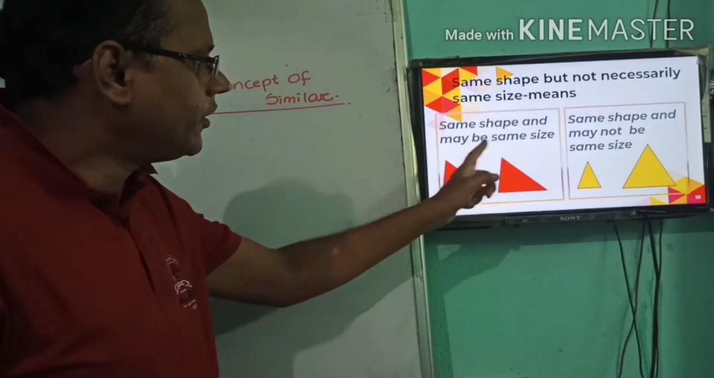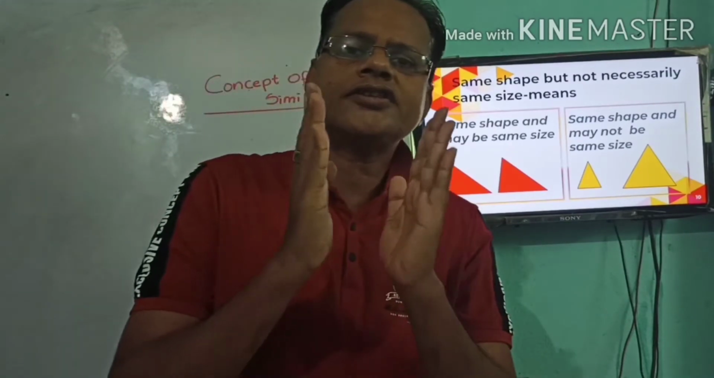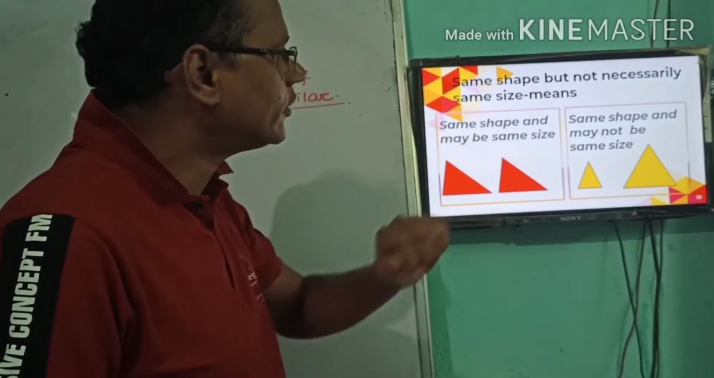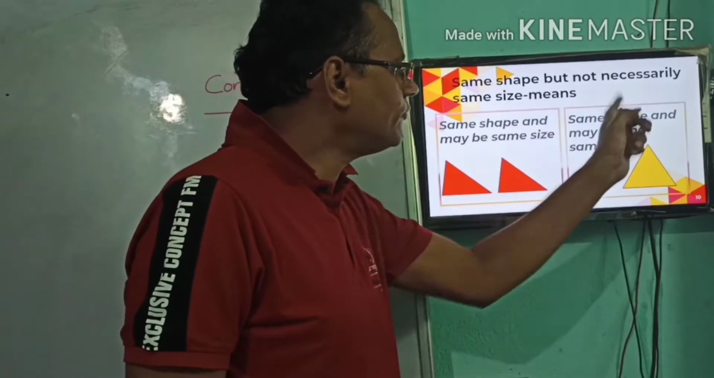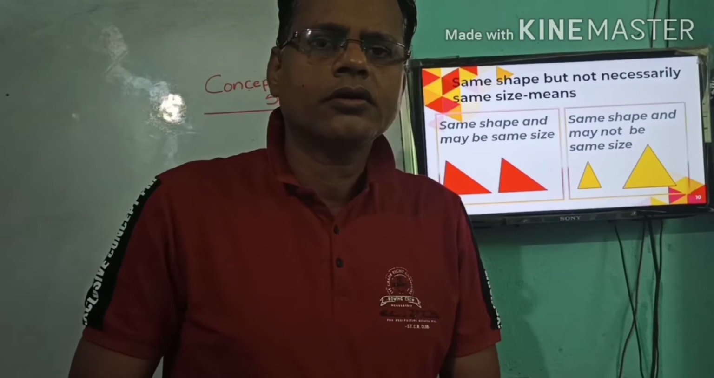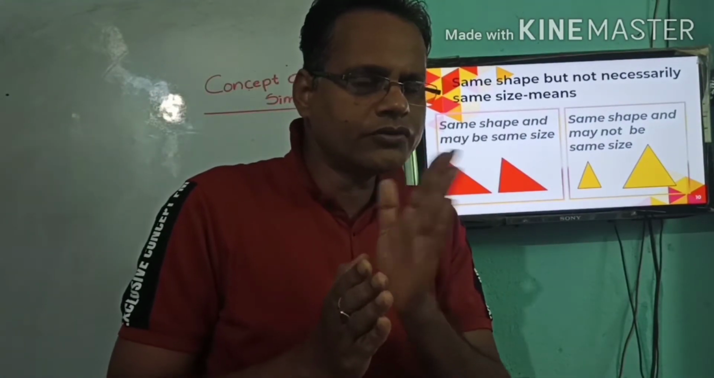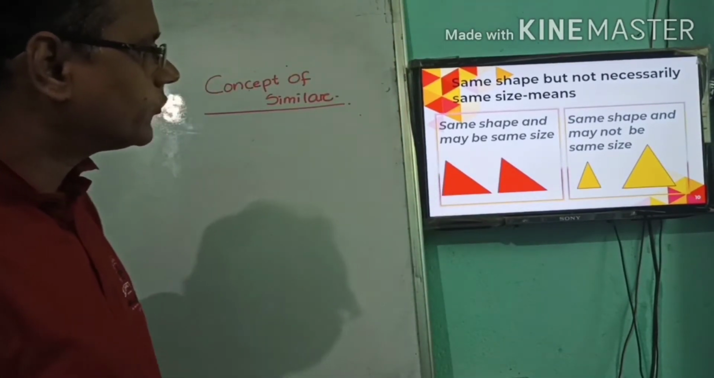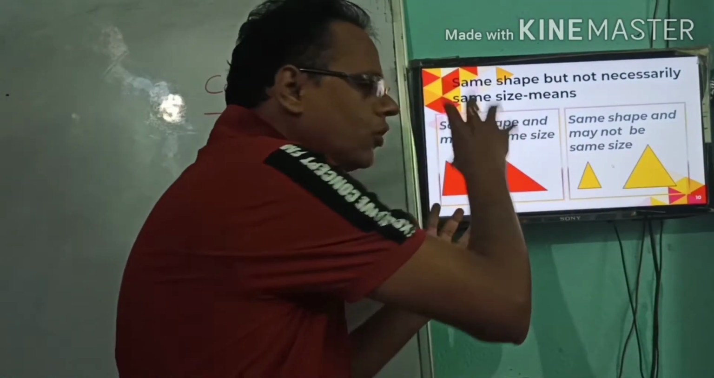Same shape and maybe the same size. So figures are said to be similar if they have the same shape and same size, or also figures may be similar if they have the same shape and dissimilar size, or may not have the same size. So in one case, if we compare same shape, same size, then it is again a resemblance with the congruence property.